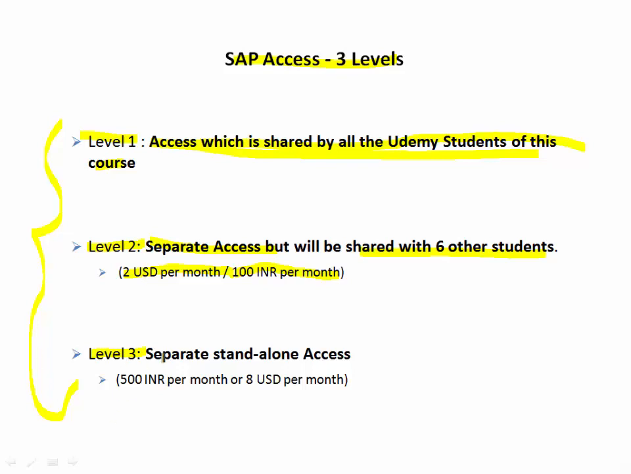And the third one is the completely standalone access, wherein you don't want to share it with anybody at all. The first one is completely free of cost, but you share it with all the students, so there could be chances that somebody is stepping over. You might not get the access, and you have to wait for the access and all that. Here you share it with only 6 other people, so you will have continuous access, even though you are sharing with 6 other students. I'll tell you why. But you have to pay a minor cost for it.